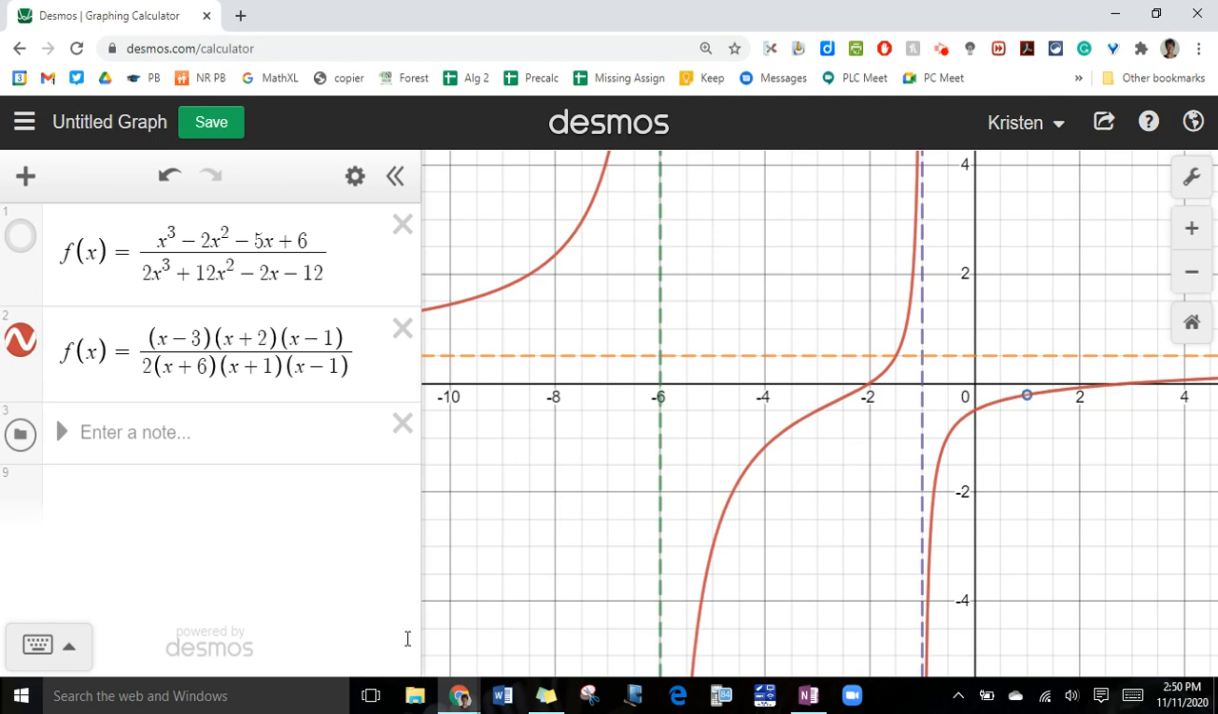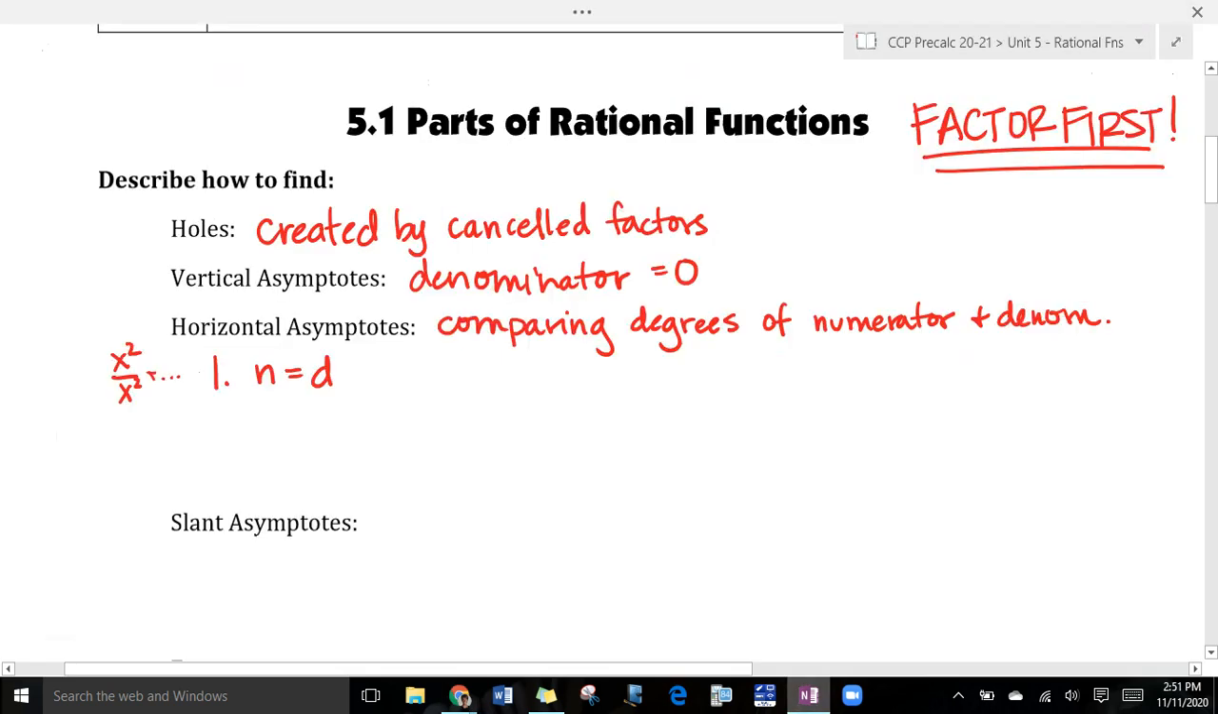The half comes from the coefficients of those leading terms. So if the degrees are the same, we're going to pull the coefficients of the leading terms as our horizontal asymptote. So I'm going to say HA is y equals the coefficient over the coefficient. That is if the degrees are the same, so if they're both square, both cube, both fourth, whatever.